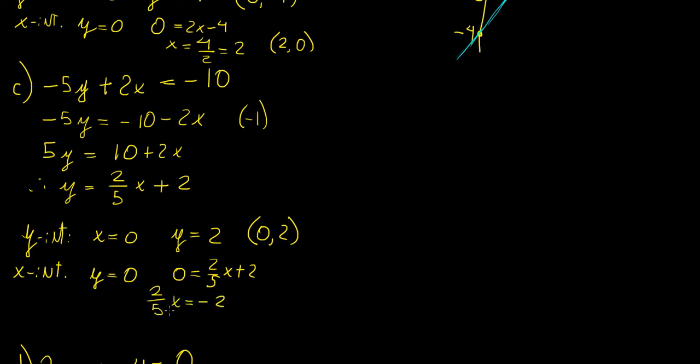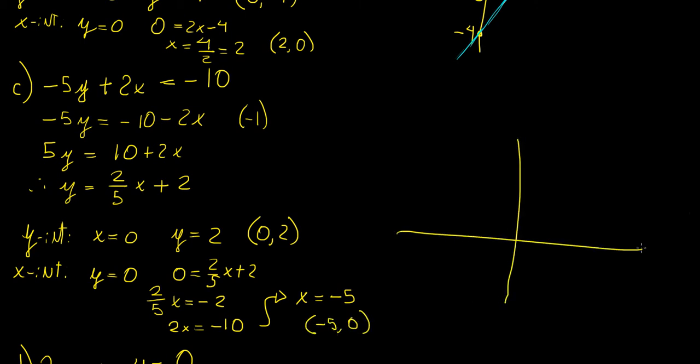We can multiply both sides by 5, so that's going to be 2x equals minus 10. And now we divide both sides by 2, so that's going to be x equals minus 5. And that corresponds to the point (-5, 0).